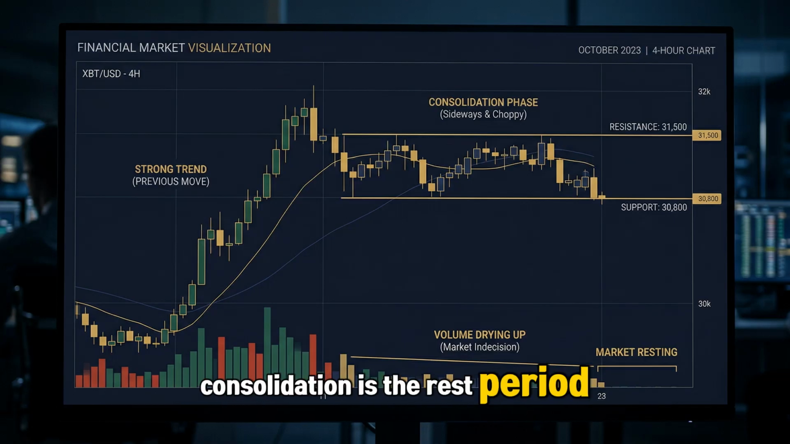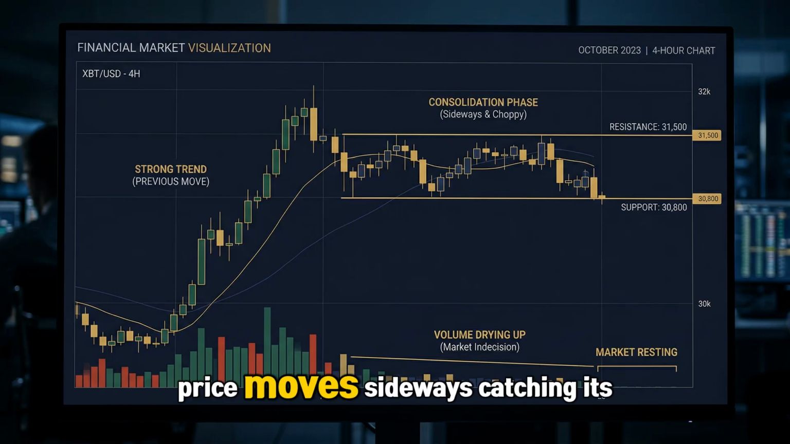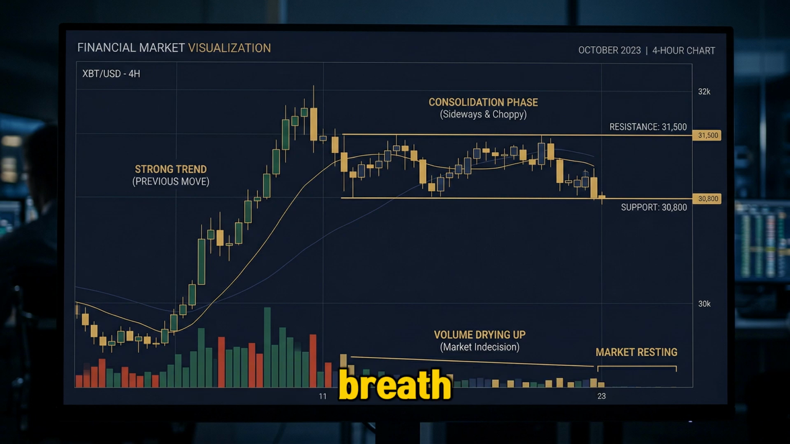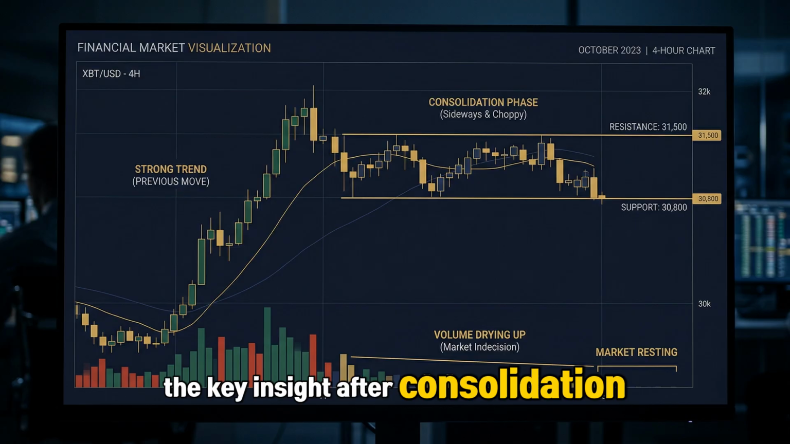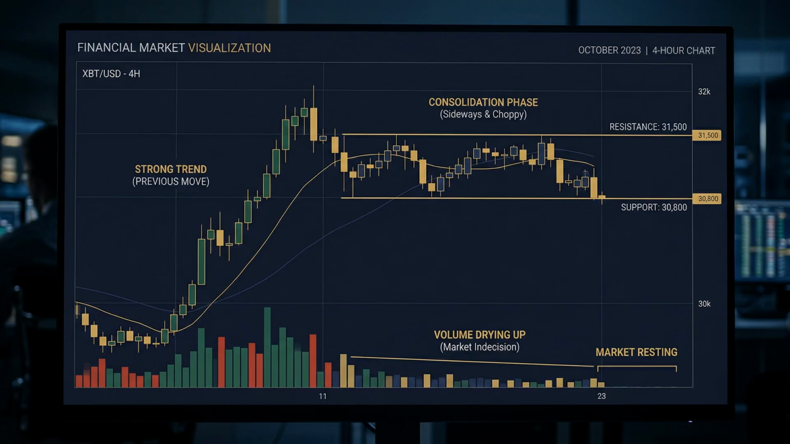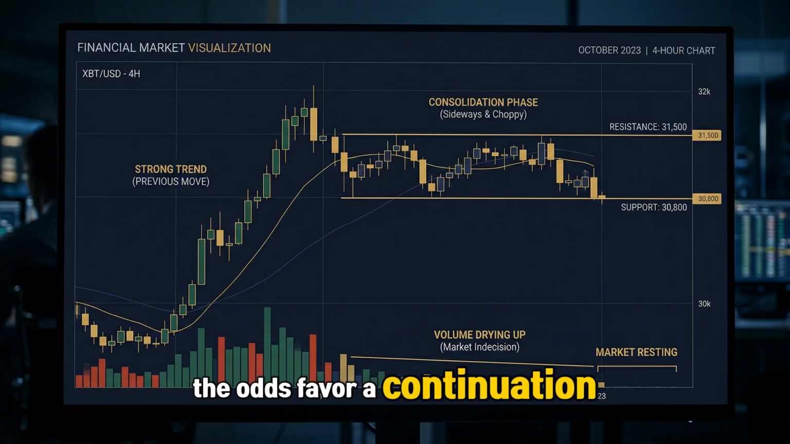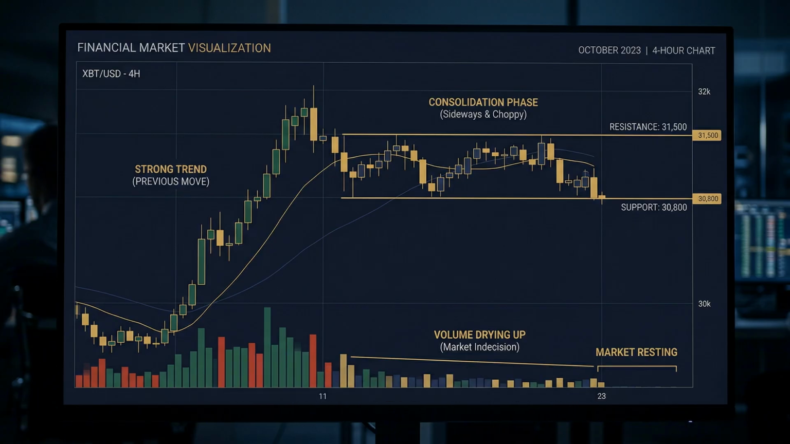Consolidation is the rest period that follows. Price moves sideways, catching its breath. Volume dries up. The market is digesting the previous move and deciding what to do next. The key insight: after consolidation, price usually resumes in the direction of the prior impulse. So if you see a strong uptrend followed by a tight sideways consolidation, the odds favor a continuation upward. You can plan your entries around these breakouts.